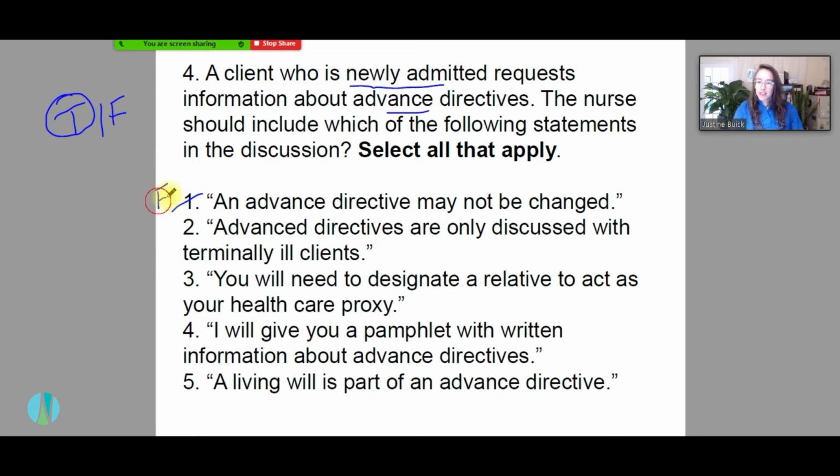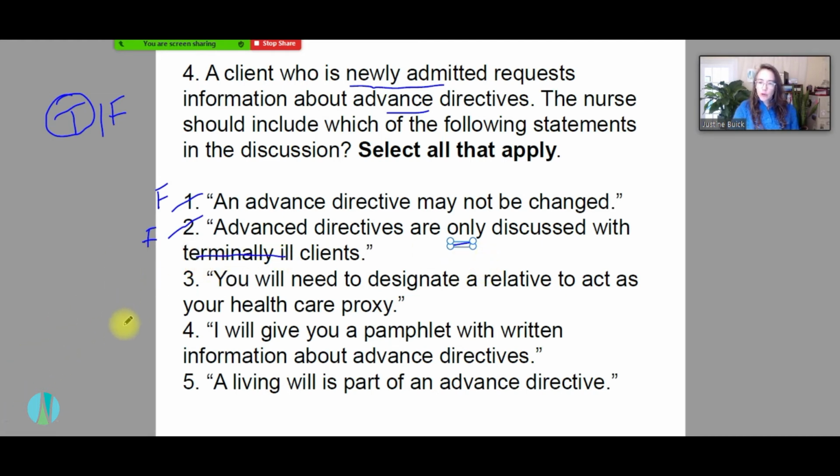So that is false. Advanced directives are only discussed with terminally ill clients. So I'm going to get rid of that because advanced directives by law are supposed to be discussed with anyone who comes into the hospital. And some people don't like the word only. I would definitely not eliminate it just because it says only. I would get rid of it because it's not just terminally ill, it's everybody.